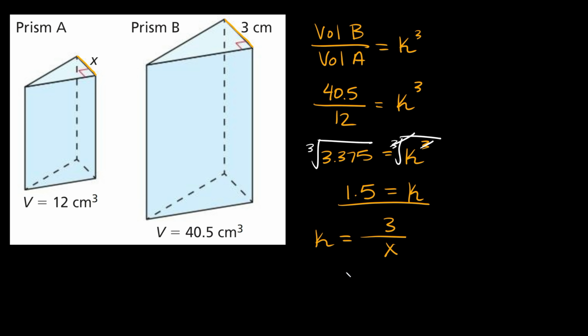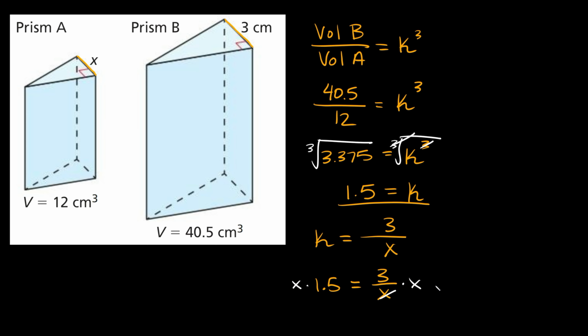So now let's plug in to this formula, let's plug in what we know. So we know what our scale factor is between these two, right? It's 1.5, so let's plug in a 1.5 for k right here. And again, that's gonna be equal to 3 over x, all right? Now, in order to solve for x right here, we need to get it to the numerator first. So let's multiply both sides by x.